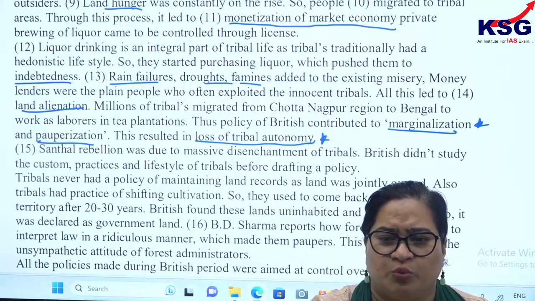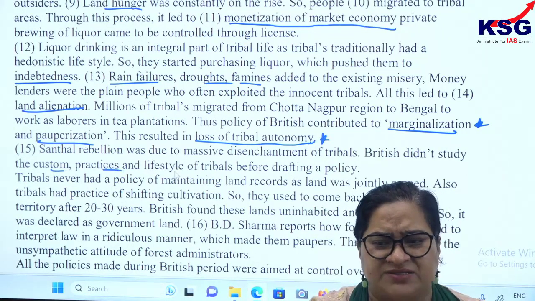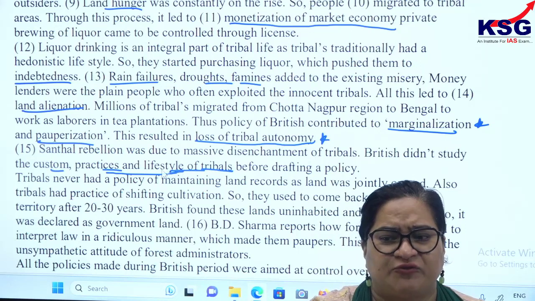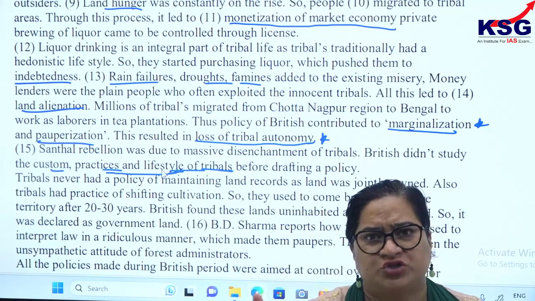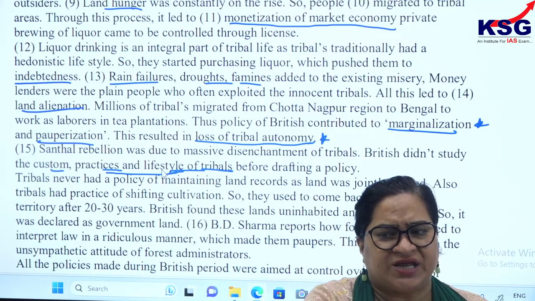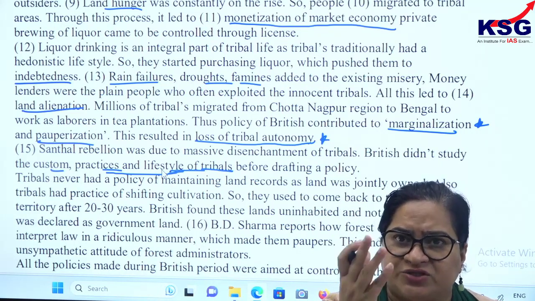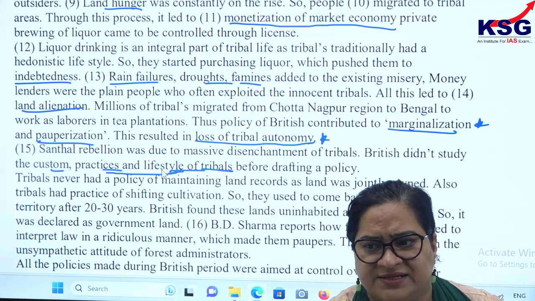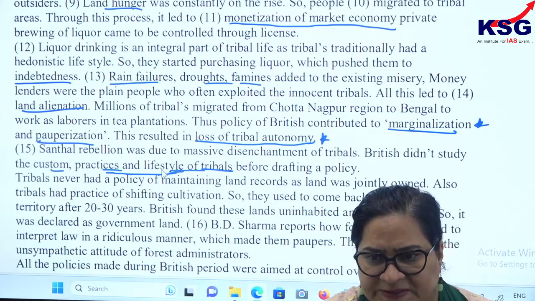So when we are talking about this, we can also see the British did not study the customs, the practices, the lifestyle of tribals, and then they drafted a policy because of which they said that if you have the land record, you shall be given the right of ownership. If you don't have a land record, then you cannot use the land. And tribals traditionally were into shifting cultivation, so they were dissociated from the land. And that is something you can recall will also lead to friction.